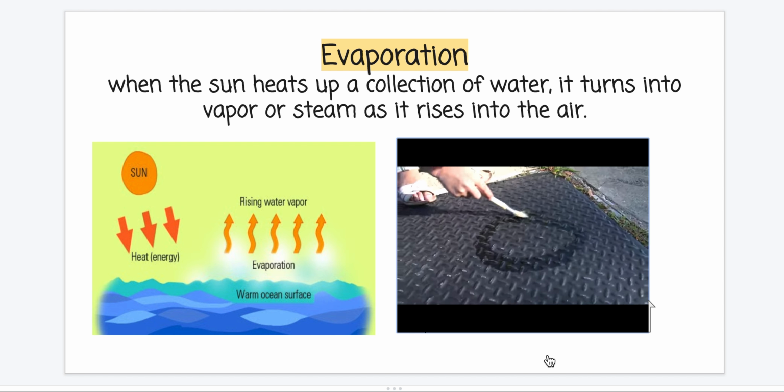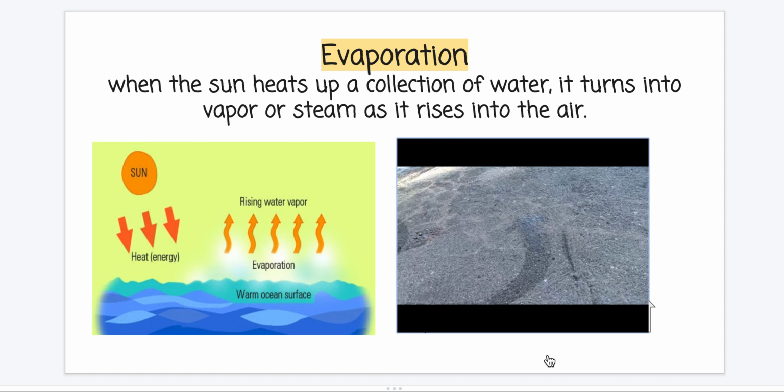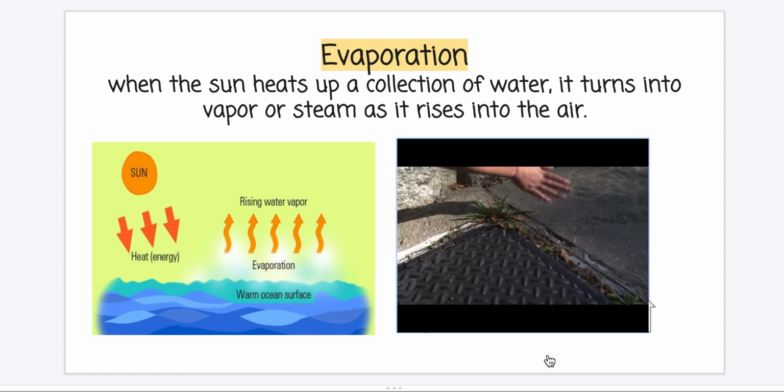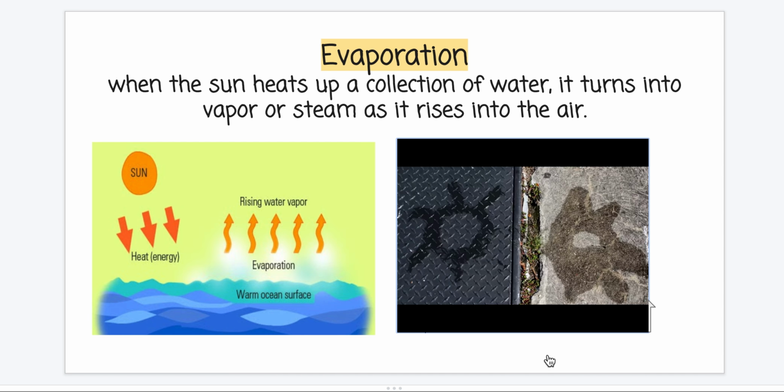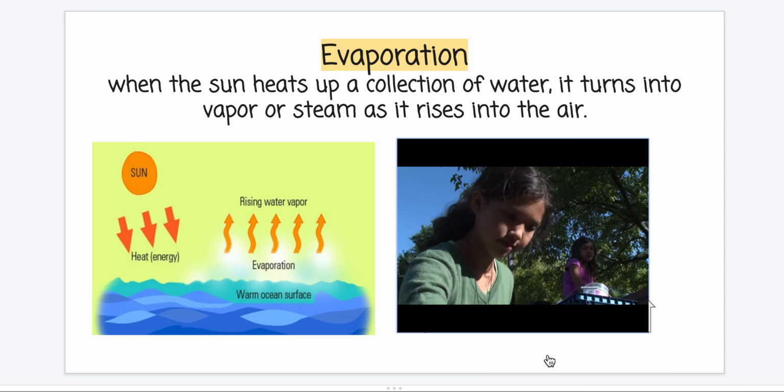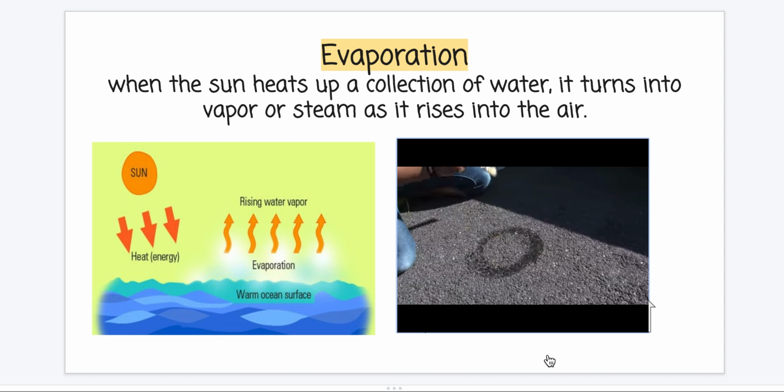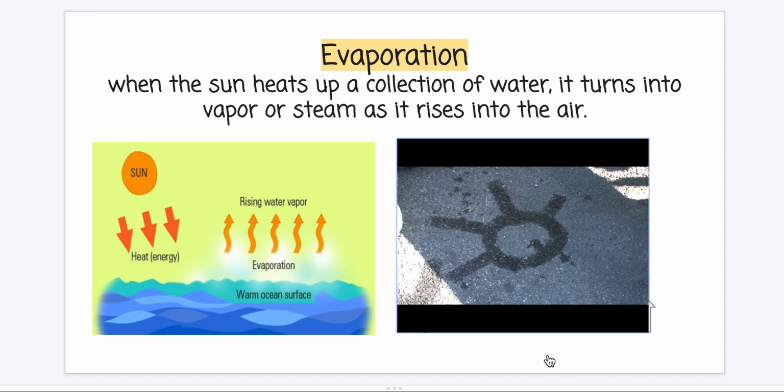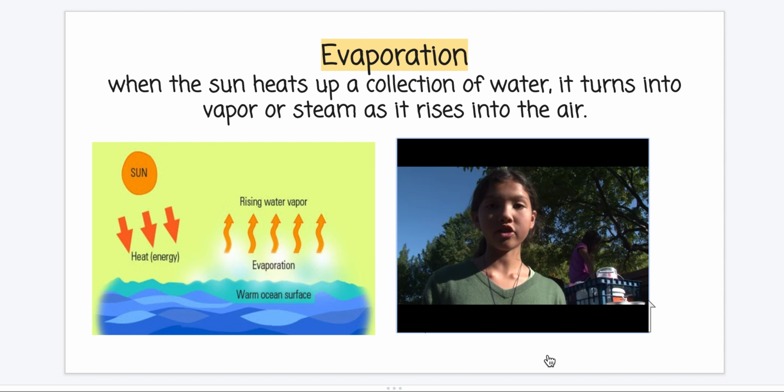I'm going to paint water on metal and cement. The metal feels warmer to me. The water on the metal seems to evaporate faster. Maybe it's hotter. I am painting a sun in the sun and a sun in the shade. And I'm going to see which one evaporates faster.